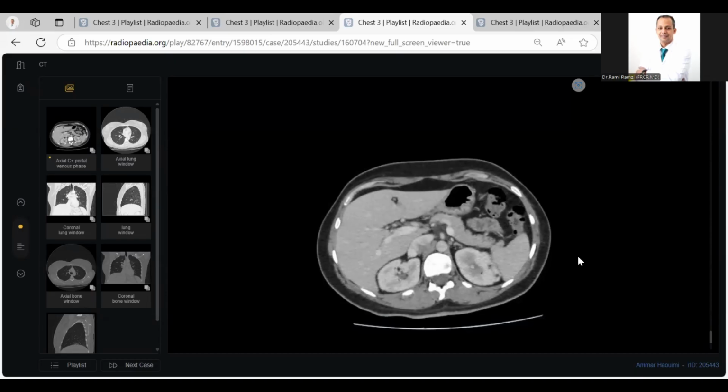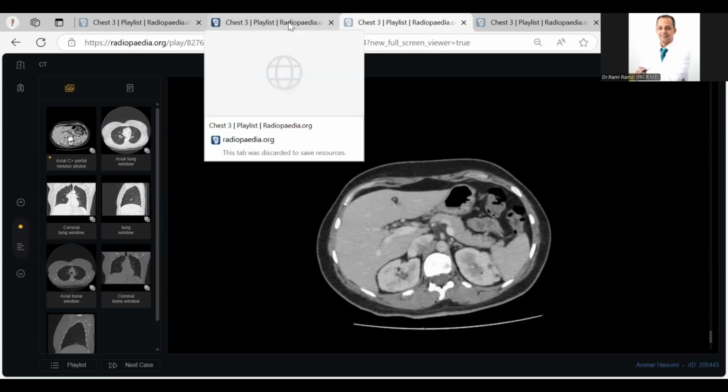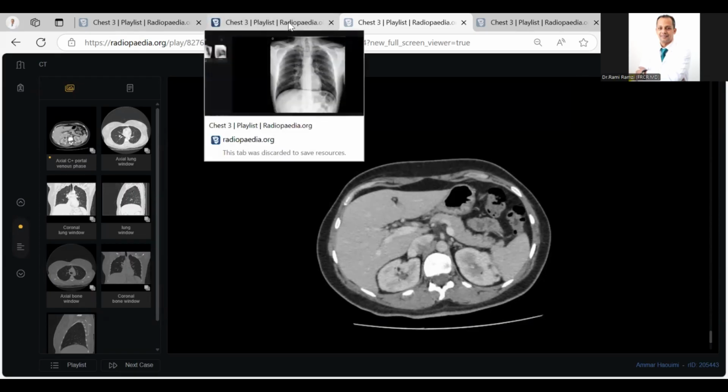I suspect AML, angiomyolipomas. Your final diagnosis, please. Tuberous sclerosis with small angiomyolipomas and LAM in the chest. Excellent.